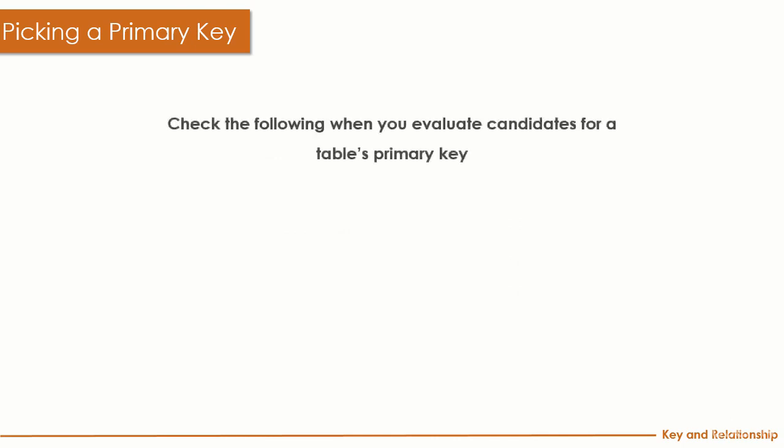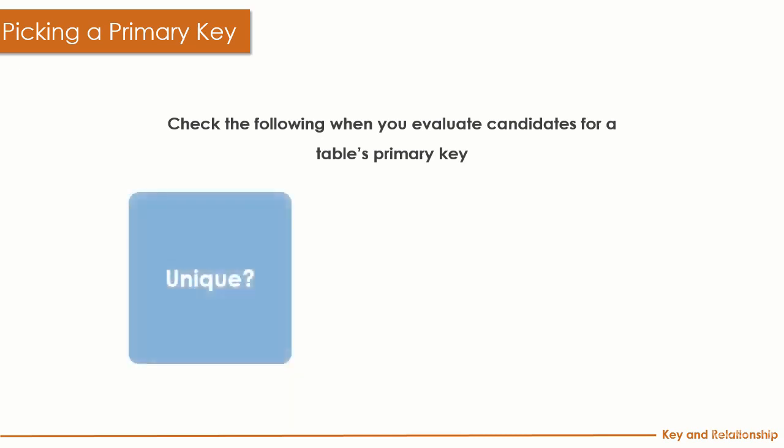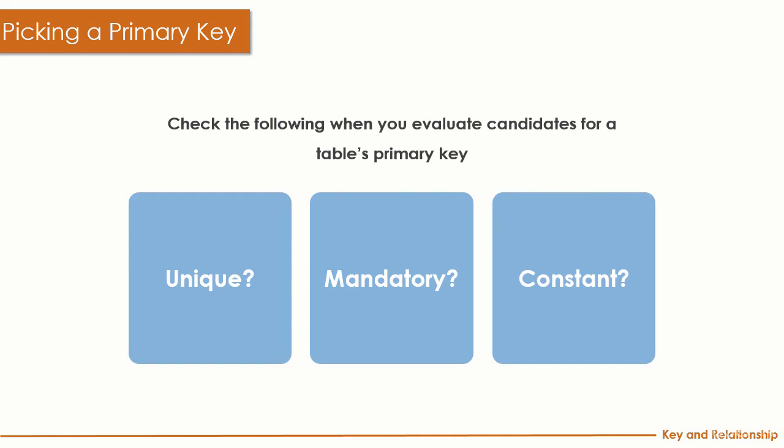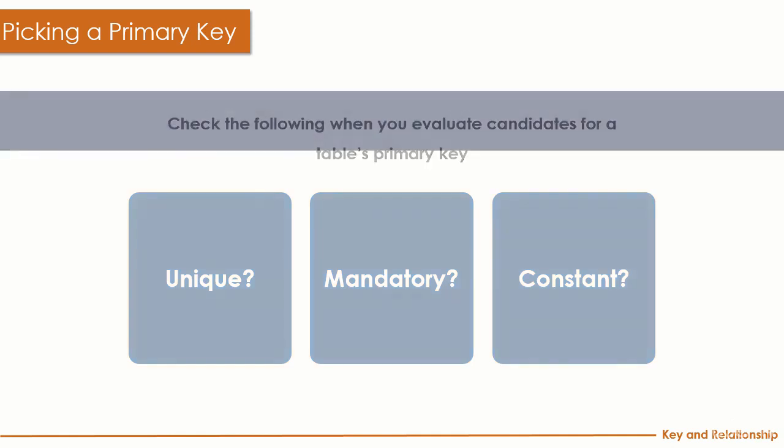When you're picking a column to be a primary key, you need to check the following conditions before you pick it. Is it unique? It should be unique to identify the row of data. Is it mandatory? The primary key cannot be null or empty. Is it constant? You will not change the value of the primary key.